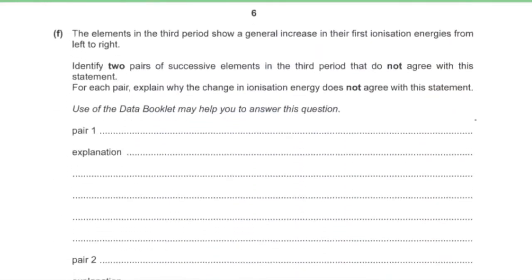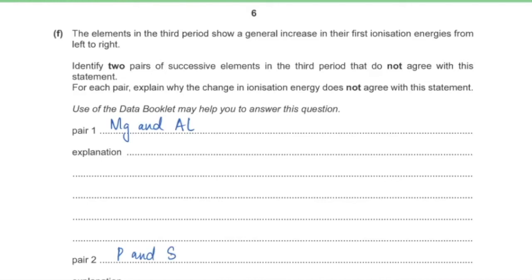Part F, the elements in the third period show a general increase in their first ionization energies from left to right. Identify two pairs of successive elements in the third period that do not agree with this statement. For each pair, explain why the change in ionization energy does not agree with this statement. So ionization energy is removal of an electron. Though from left to right, elements' ionization energy will increase in period 3, but this is not the case with magnesium and aluminium. This is the first pair. And the second pair is phosphorus and sulfur.